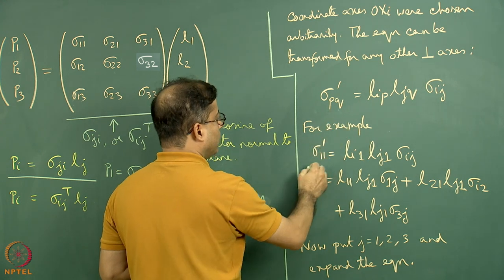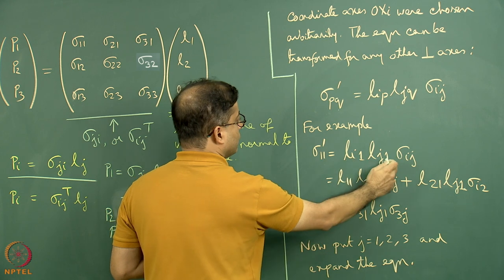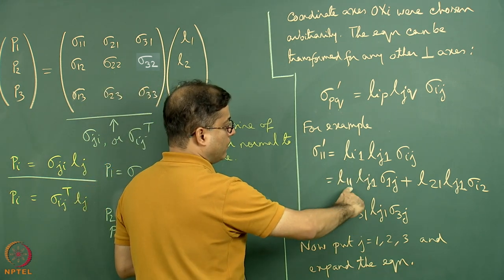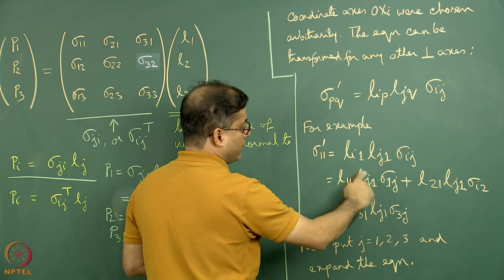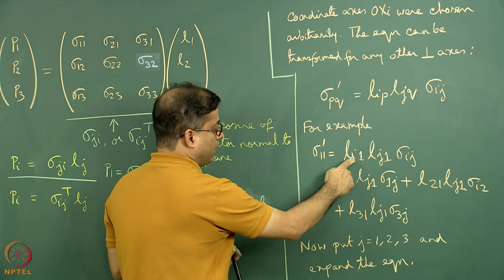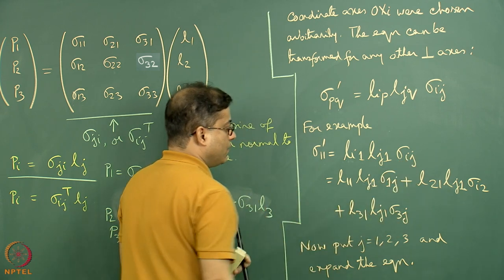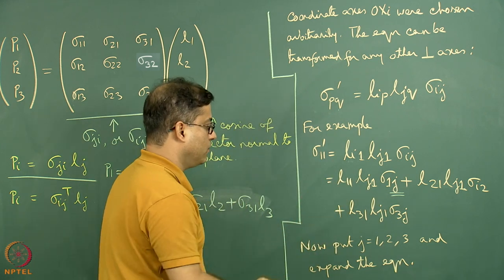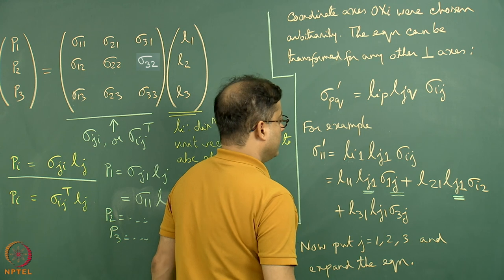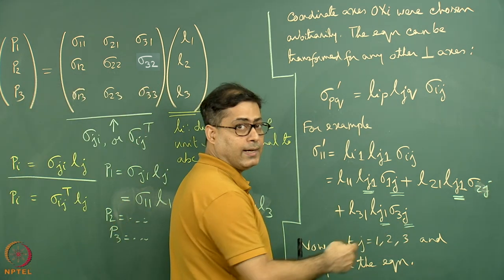Let us try to understand it by putting p equal to q equal to 1: sigma dash 1 1 equal to li p, with p equal to 1, so Li 1, times Ljq, which becomes Lj 1 because q is also taken as 1, multiplied by sigma ij. Now, we will write i equal to 1: L 1 1 L j 1 and then sigma 1 j. Now, I will write i equal to 2: L 2 1 L j 1 sigma 2 j, plus L 3 1. Now, i is taken as 3, then L j 1 and then sigma 3 j. Once this is done, j can be put as 1, 2 and 3. So, 3 terms will come out from here, with j equal to 1, j equal to 2 and j equal to 3, and the same for the other terms, giving another 3 terms each.